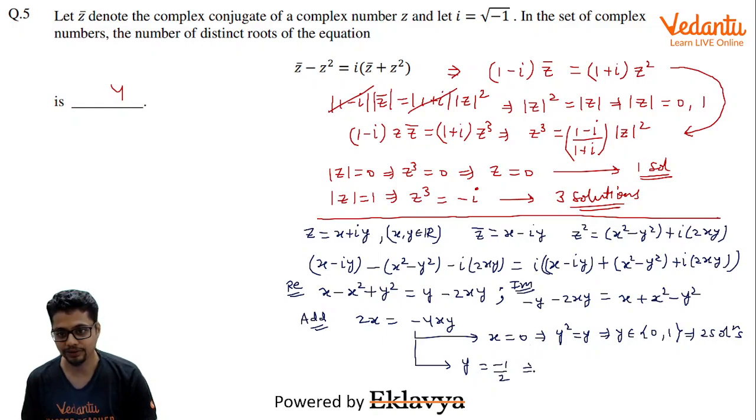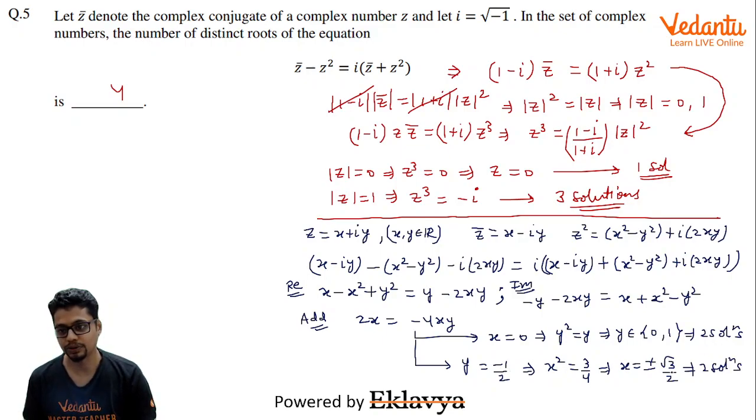When y is minus half, as you put it here, x will cancel out, and you get x square is equal to 3 by 4. That means x is plus minus root 3 by 2. So again here you are getting two more solutions, and overall a total of 4 solutions are there. So it can be root 3 by 2 minus iota by 2 or minus root 3 by 2 minus iota by 2. So total 4 solutions are there.